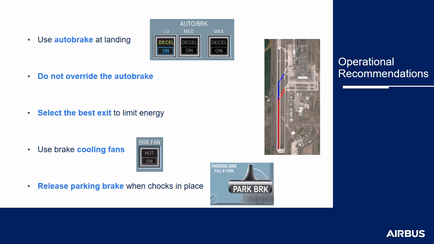Release the parking brake at the gate when chocks are in place. If brake temperatures remain high for a long time, the temperature of the critical surrounding structures may reach levels that are not acceptable. Keeping the parking brake on when brake temperature is high can contribute to the dragging brake phenomenon. The dragging brake phenomenon reduces the space between discs and leads to brake temperature rise when the aircraft is rolling even without braking.